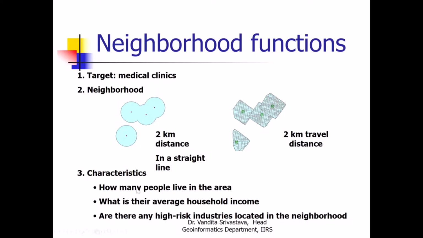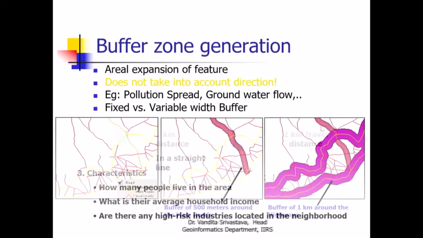So these are some examples of situations in which you will have influence of neighborhood. How many people live in the area? I want to buy a land. How many people live? What kind of people live? What is their average income? So all these things we may like to consider, in case of buying a land or house in an area. Are there any high risk industries? How much distance my plot or my house is from these high risk industries? For this kind of purposes you may have to do buffer zone generation.